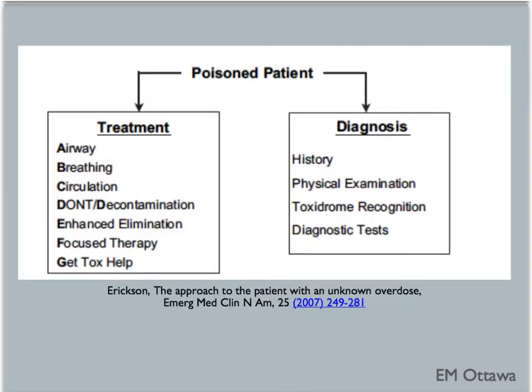The general approach of the poisoned patient is a two-armed method. On the left is treatment, and on the right, diagnosis. In real life, these two happen at the same time. We will discuss each component, starting with the treatment arm.